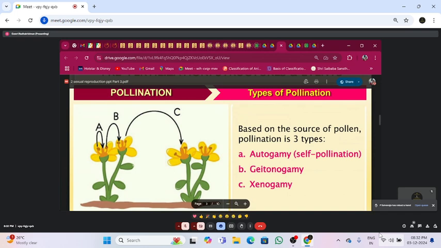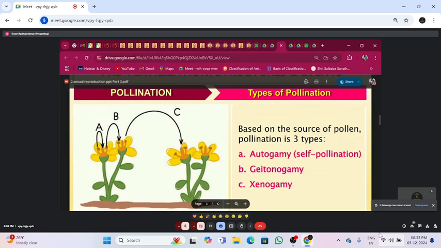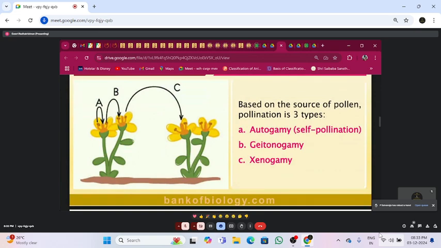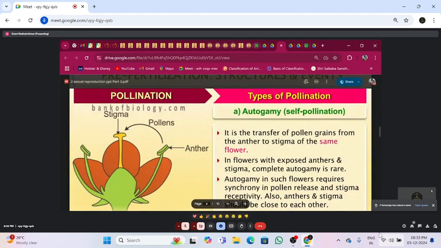Now, in the same plant, from the anther of one flower to the stigma of another flower is geitonogamy. And then from the anther of a flower of one plant to the stigma of a flower of the same species on another plant, that is xenogamy. So these are the three types of pollination.